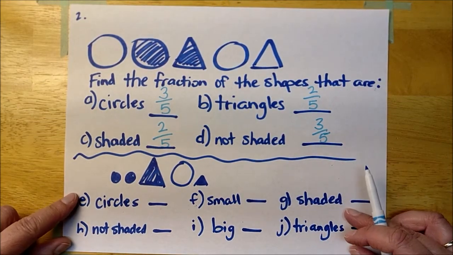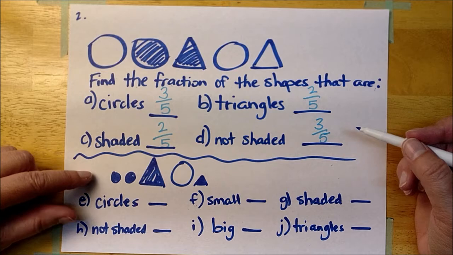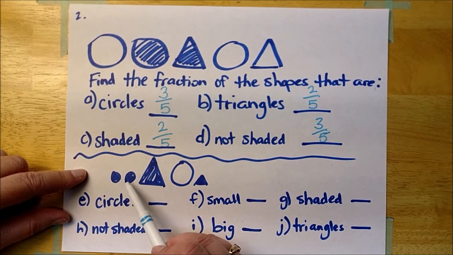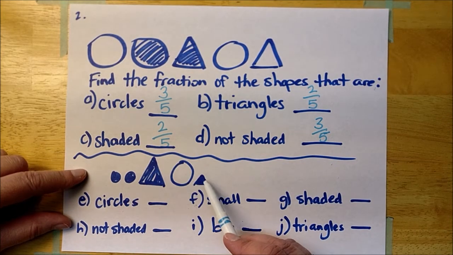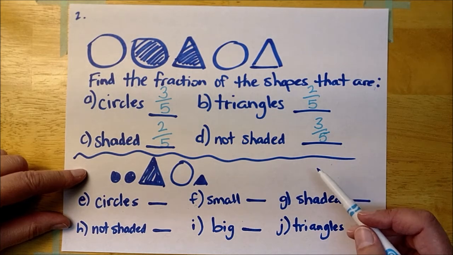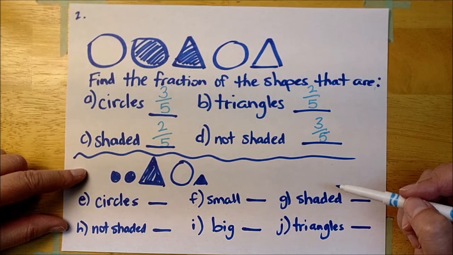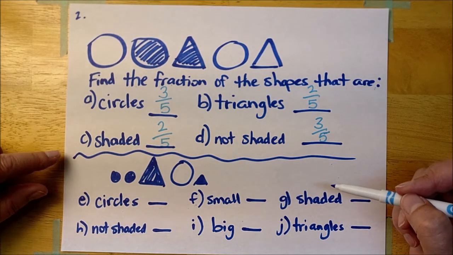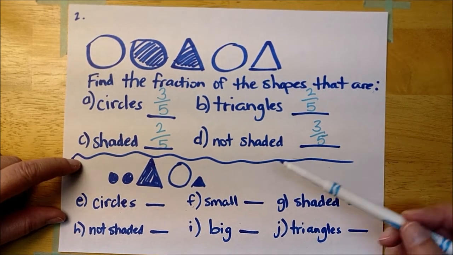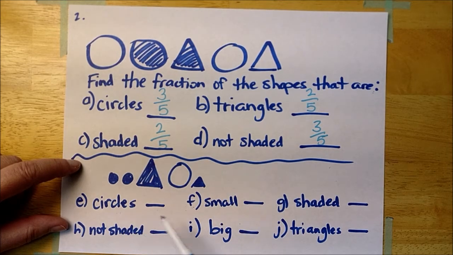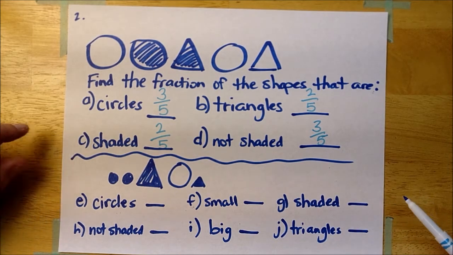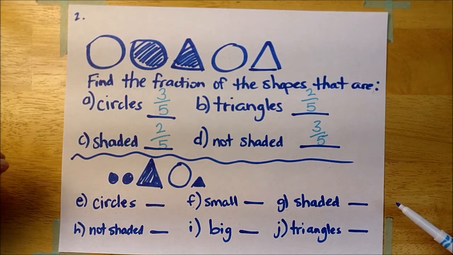Now I have another set of information down here. I have 2 circles, a triangle, a circle, and a triangle. So it's the same number of shapes that I had at the top, but they are different sizes now. I want you to pause and see if you can figure out the fraction of shapes that are circles, that are small, that are shaded, that are not shaded, that are big, and that are triangles. So pause and figure it out and then come back on.